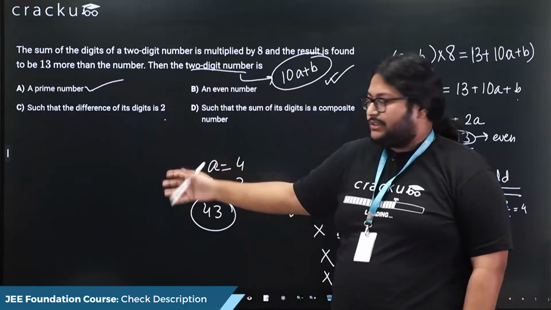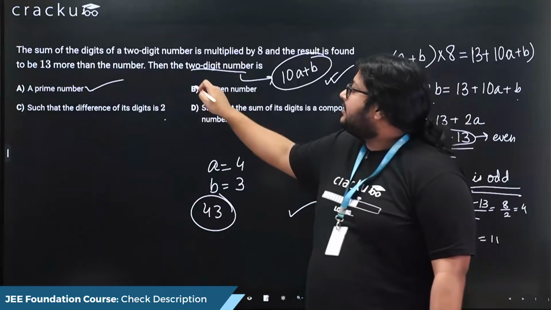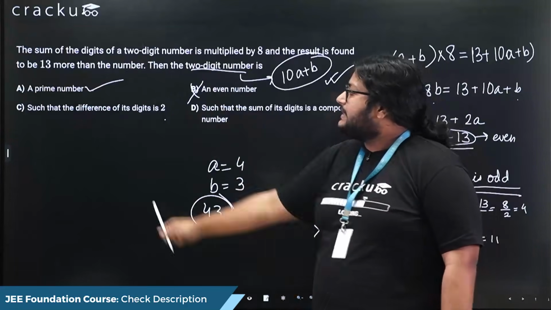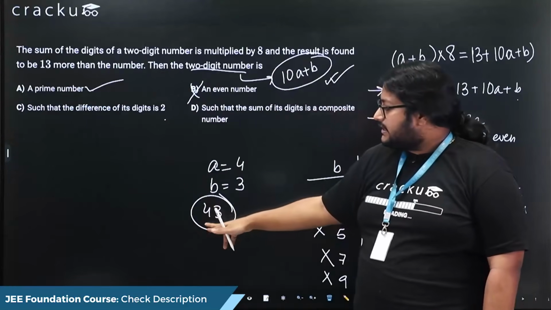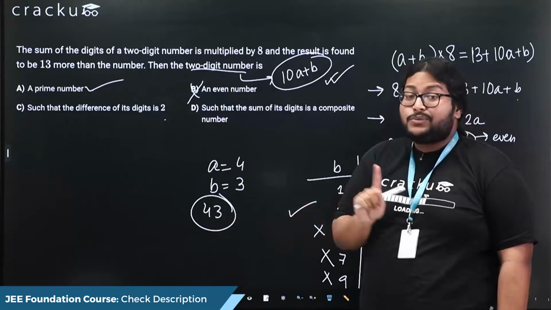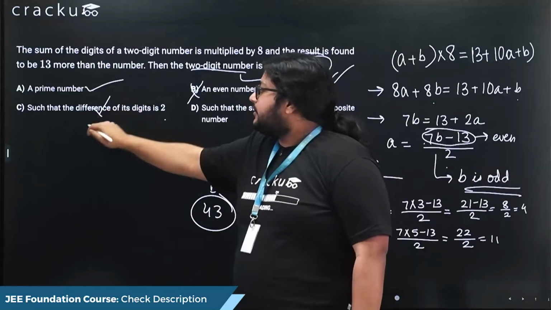Let's see the others also. B says an even number. Clearly 43 is not even. We can reject this. C says such that the difference of its digits is 2. Difference of digits is what? 4 minus 3. That is 1. So difference is not 2. So C also I can reject.